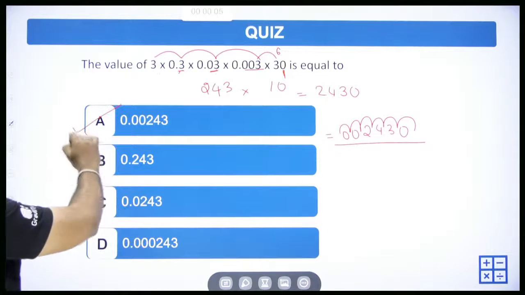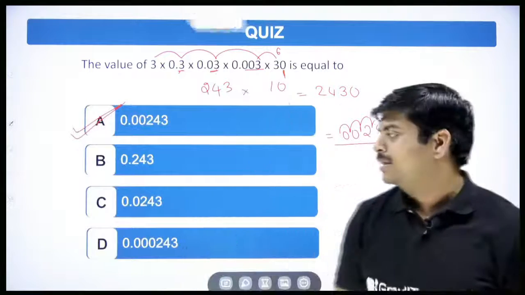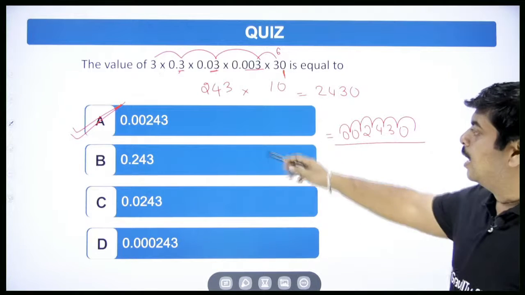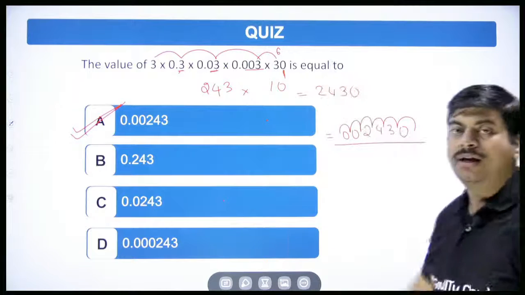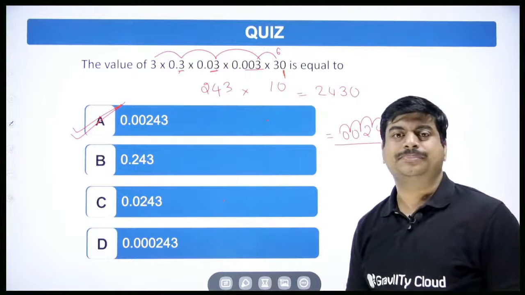0.00243. That will give you option A as the correct answer. Once again, please cross check that. There may be some calculation mistake somewhere, maybe a 00 or single 0 or 000. Once again, try to get it rectified, try to get clarity on how the decimals are going to change.